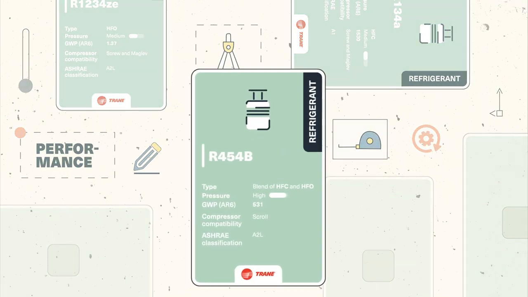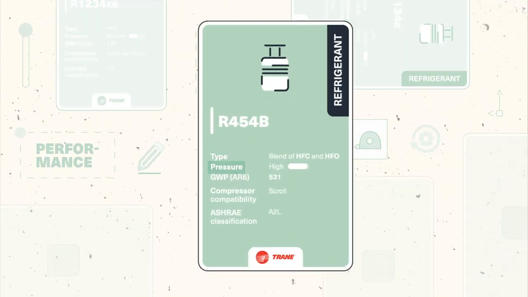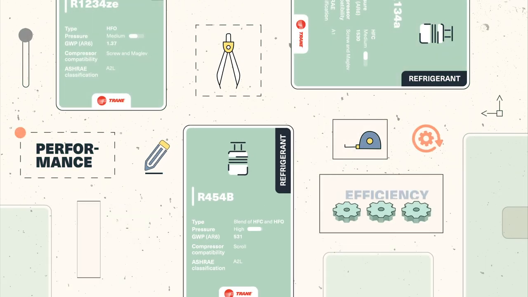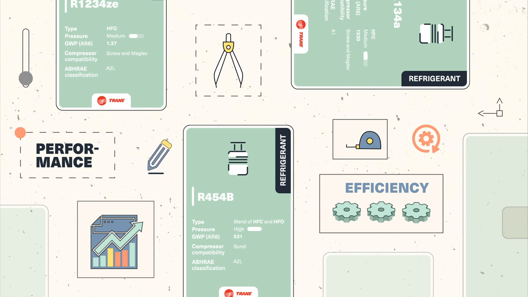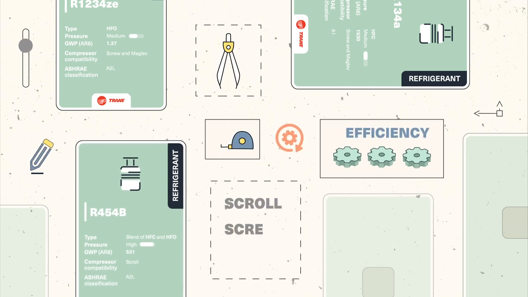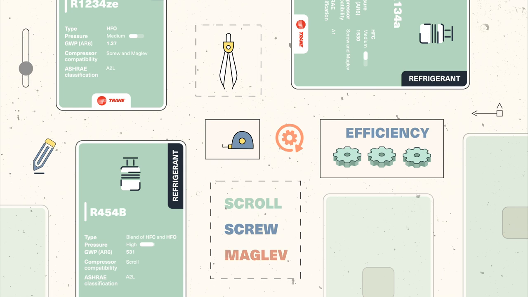First, let's talk about your refrigerant cards. Each refrigerant has its own properties, such as GWP or pressure, that affect their performance and efficiency in different types of HVAC systems, or make them compatible or incompatible with some compressors.